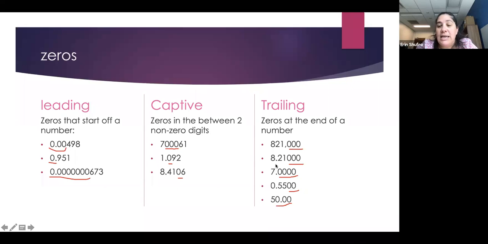Look at the next number, 8.21000, right? It's the same as the first number, but now we have a decimal point. So since we have a decimal point, all of those zeros are important. That means that we have 6 digits of significance, the 8, the 2, the 1, the 0, the 0, the 0.